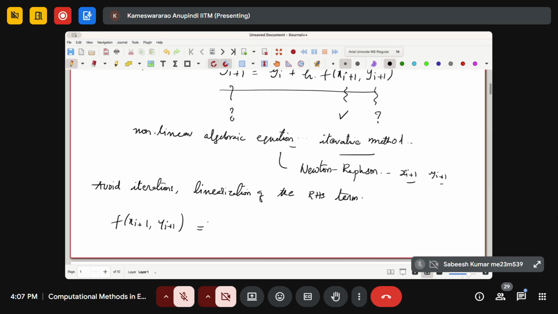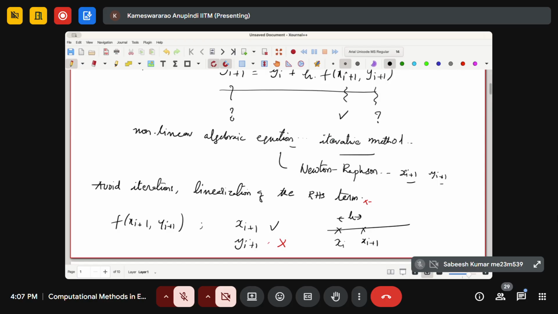So we want to linearize, but in the values of x_{i+1}, y_{i+1}, the difficulty is that x_{i+1} is not difficult. This we already know, because we are going from some x_i to x_{i+1}. This is basically an increment of h. So x_{i+1} is already known. The only difficulty is with y_{i+1}. We don't know the value of the function at x_{i+1}. This is the main difficulty because y_{i+1} is not known. So this is what is unknown.